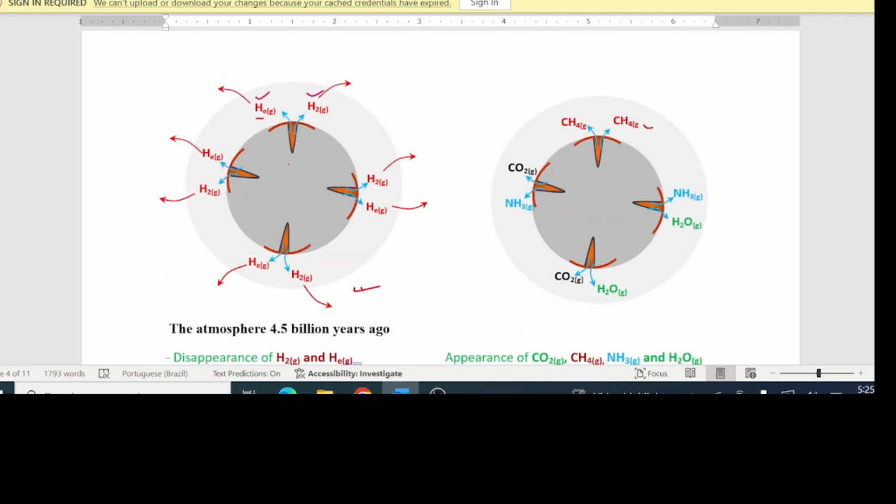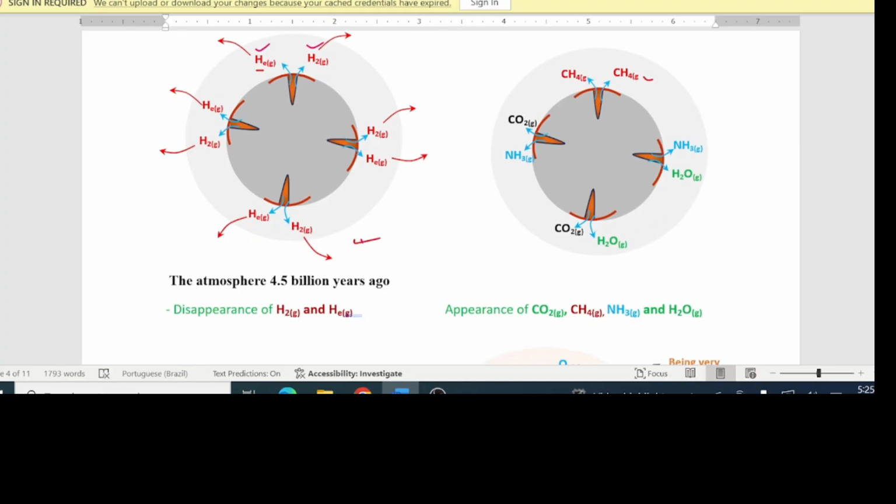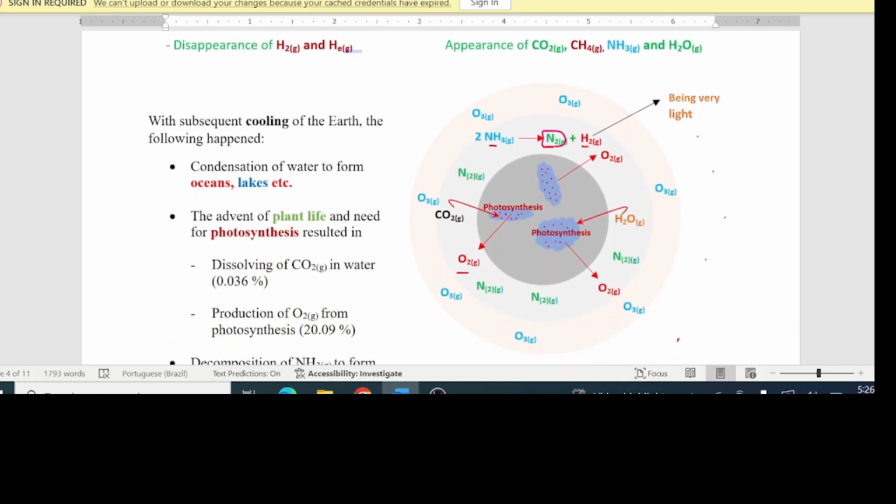It is believed that there were violent volcanic eruptions that produced these light gases here, and these quickly escaped into space. Subsequently, there were more eruptions that produced four different gases: methane, water, ammonia, and carbon dioxide. Subsequent cooling of the Earth resulted in most of the water vapor condensing to form lakes and oceans and other bodies of water. With that, carbon dioxide from the atmosphere diffused into these bodies here.